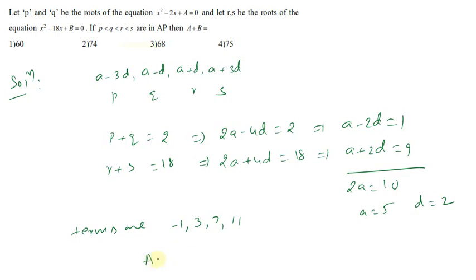Now the A value is nothing but the product of the roots P into Q. Here A is given by this quadratic equation, the product of the roots is equal to A, and you are getting minus 3. And what is B? B is the product of the roots, where R and S are the roots. R into S is equal to 77. So what we have to calculate is A plus B, which is equal to minus 3 plus 77. You are getting 74. Next, move to the next one.